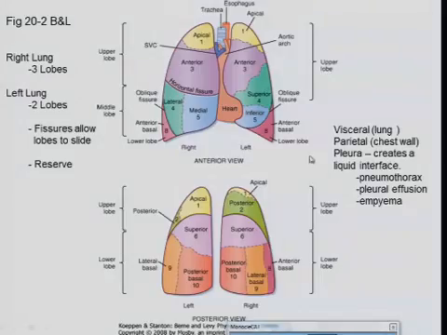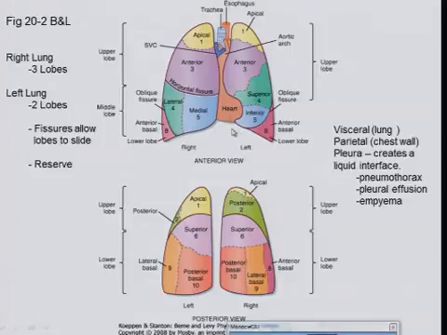To further go on and talk about the anatomy of the lung, we have the right lung and the left lung. The right lung is broken into 3 lobes: an upper lobe, middle lobe, and a lower lobe. The left lung only has an upper lobe and a lower lobe. So in essence, the right lung is larger than the left lung. And that's primarily because the heart actually takes up space on the left side.